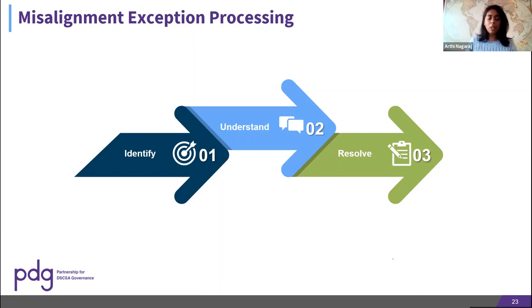Resolution, again, it can be complex, it can be time consuming, depending on the issues that are found. And again, in many cases, like you mentioned, it will involve trading partner communication before we jump in to resolve it. And chapter 3 of the blueprint outlines some of these steps to resolve these exceptions.